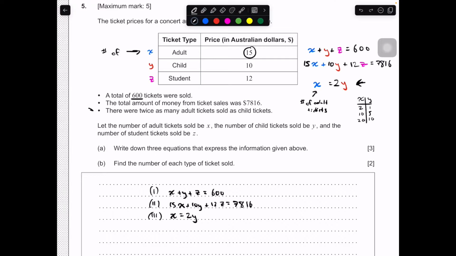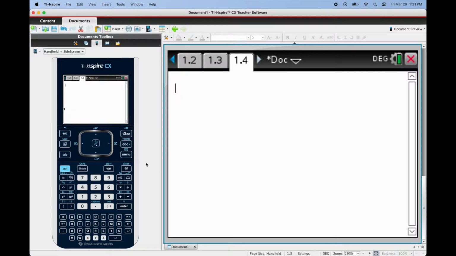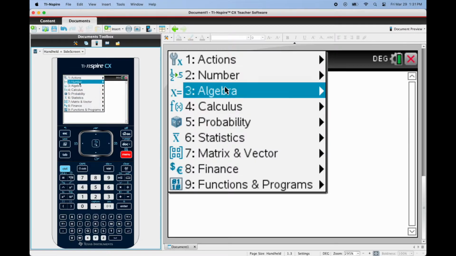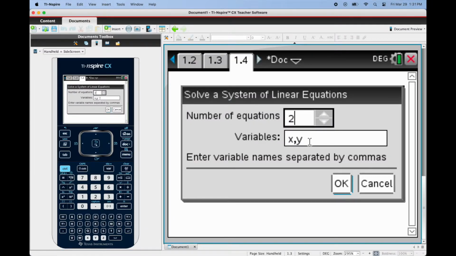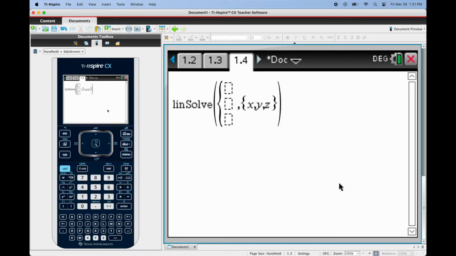So let's go menu, let's go algebra, and solve a system of linear equations. Here we have variables x, y, and what's going to make this kind of tricky is we're going to have 3 equations. And the calculator works it out for us already. It gives us x, y, and z. And now after that, we'll put our values in our equations.